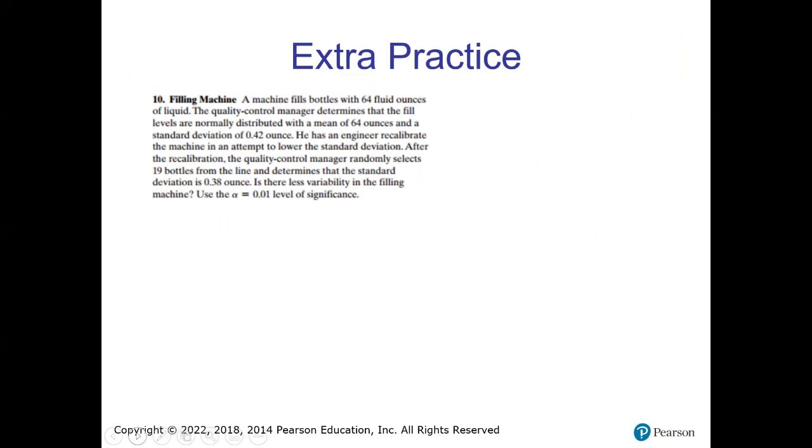A machine fills bottles with 64 fluid ounces of liquid. The quality control manager determines that the fill levels are normally distributed with a mean of 64 ounces and a standard deviation of 0.42 ounces. That's what we know. We start with a standard deviation of 0.42.